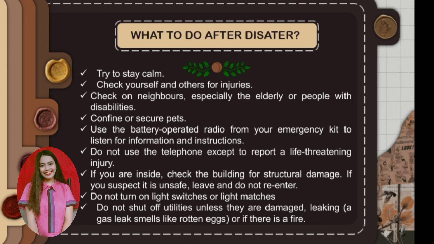Check yourself and others for injuries. Give first aid to people who are injured or trapped. Take care of life-threatening situations first. Get help if necessary. Check on neighbors, especially the elderly or people with disabilities. Confine or secure pets. Use the battery-operated radio from your emergency kit to listen for information and instructions. Do not use the telephone except to report a life-threatening injury. Please leave the lines free for official use.